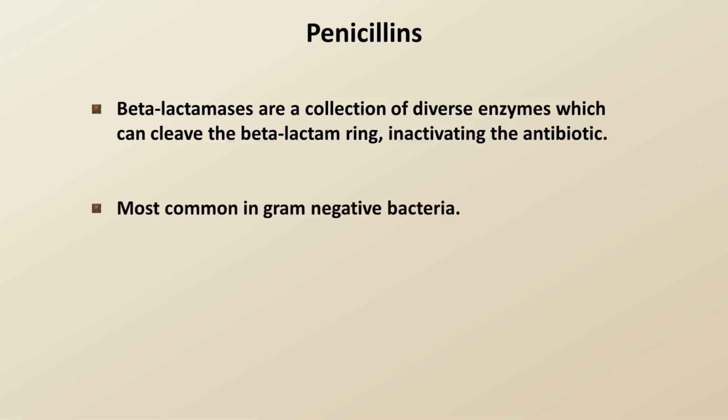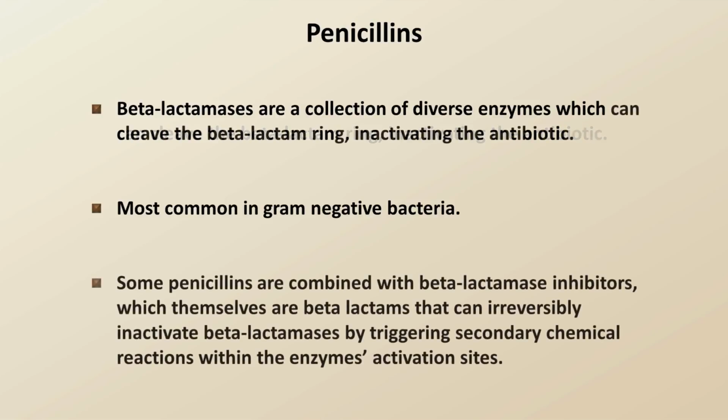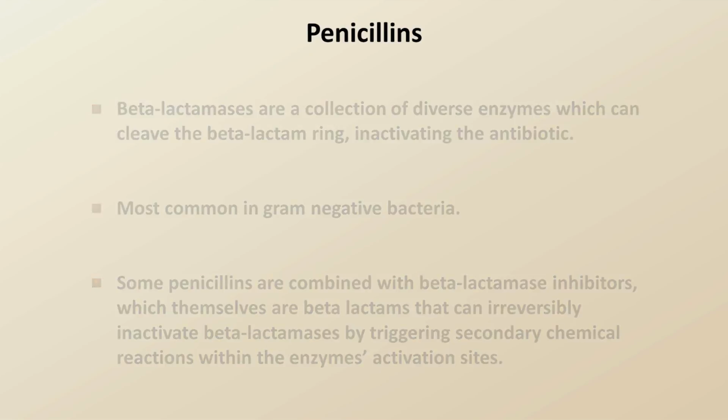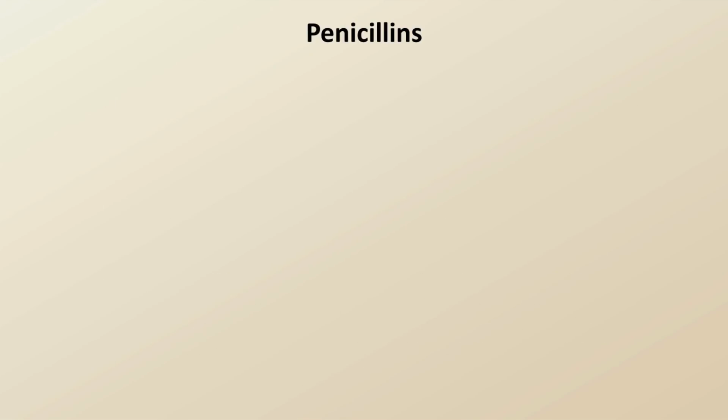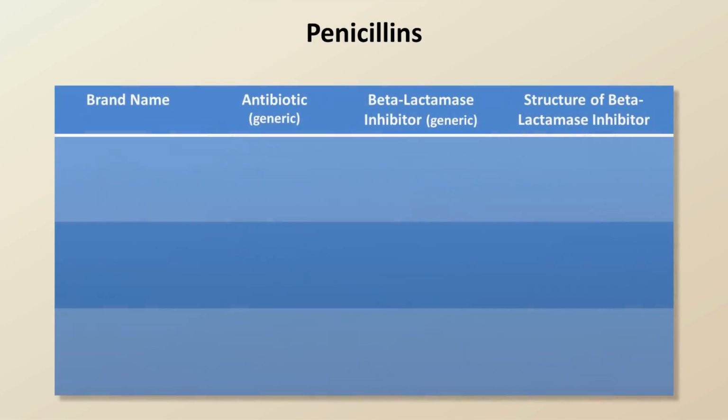They are most commonly produced by gram-negative bacteria, and to combat this, some penicillins are combined with beta-lactamase inhibitors, which themselves are beta-lactams that can irreversibly inactivate beta-lactamases by triggering secondary chemical reactions within the enzyme's active sites. These beta-lactam, beta-lactamase inhibitor combinations are standardized and branded.